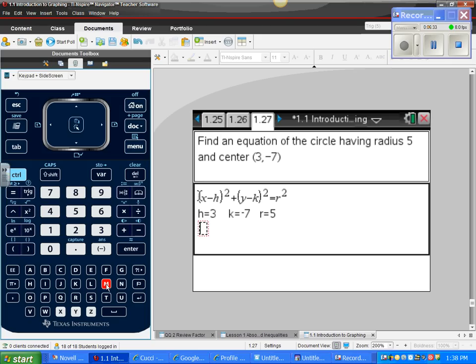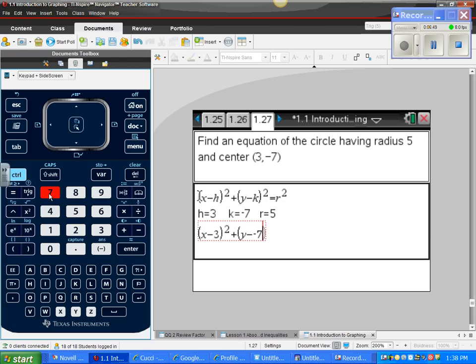I'm going to open a math box, open my parentheses, x minus 3, there's my h, squared, plus y minus a negative 7. What's minus a negative 7? Think about it. Do I need to leave it like that, or can I adjust it? Okay. Minus a 7 we know is the same thing as plus. Squared equals r squared, which is 5 squared, or, as you guys know, 25. So there's your equation of the circle given a radius of 5 and a center of 3, negative 7.